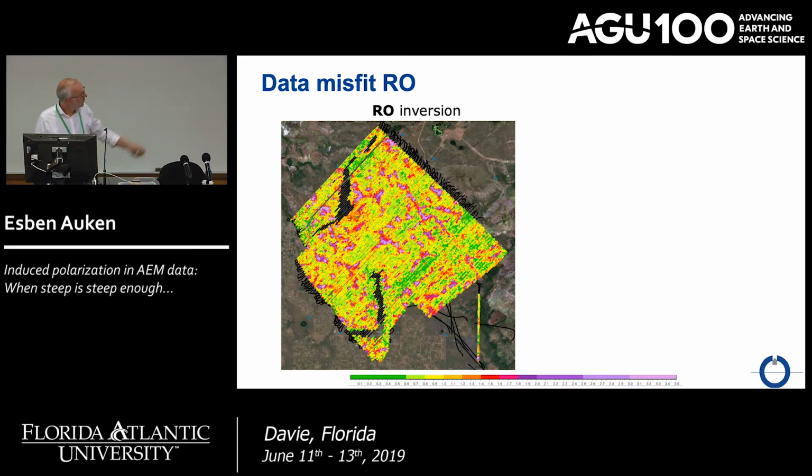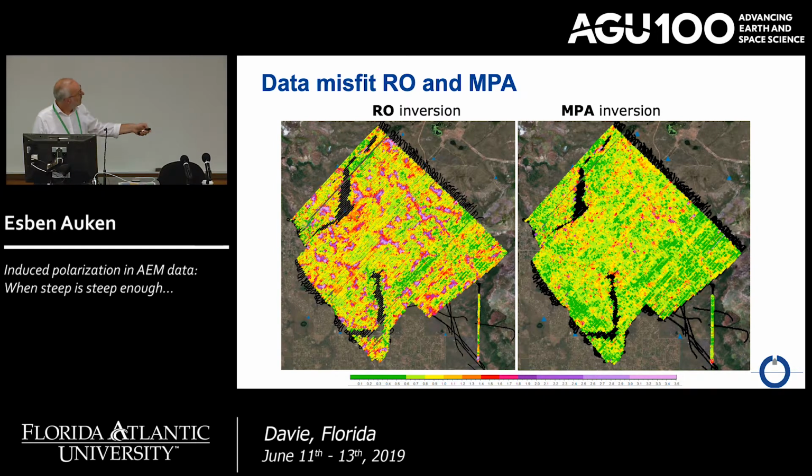You can see here, a good part of it is below 1, but there's also an important part above 1. And when we run the MPA inversion, you can see that a lot of these areas, like this one in here, have disappeared, and the residual has gone down.